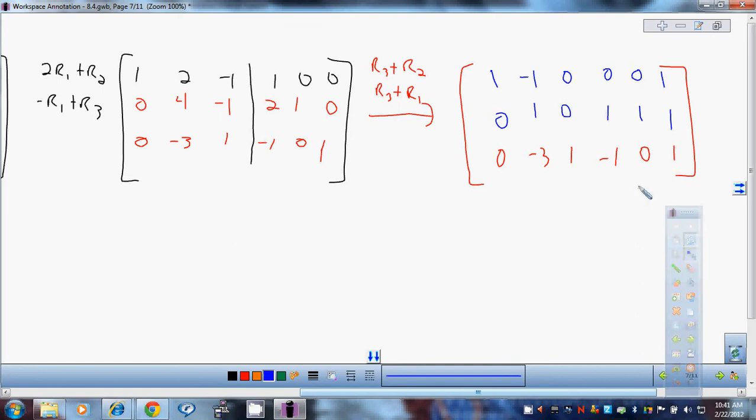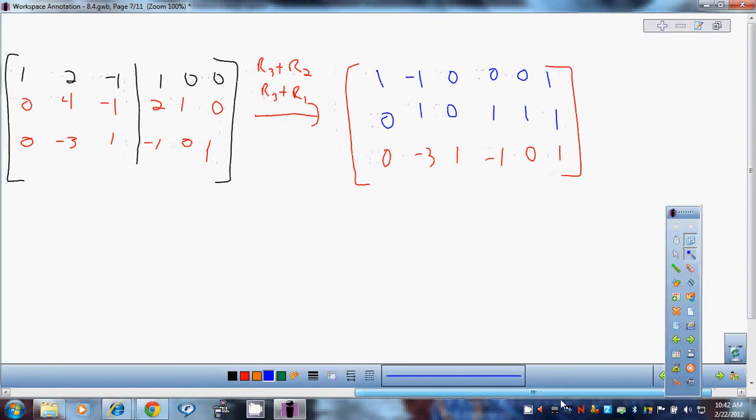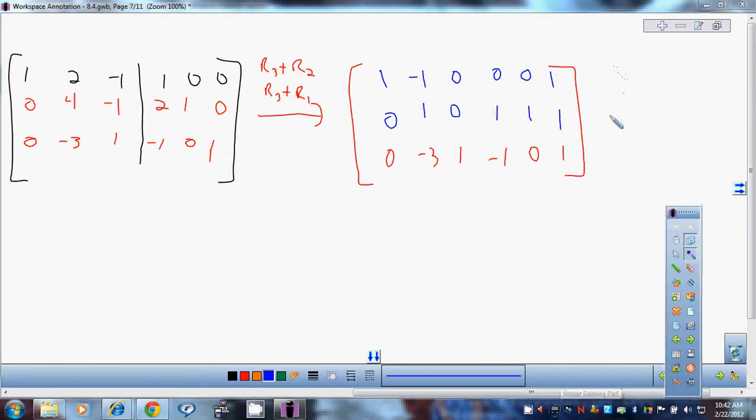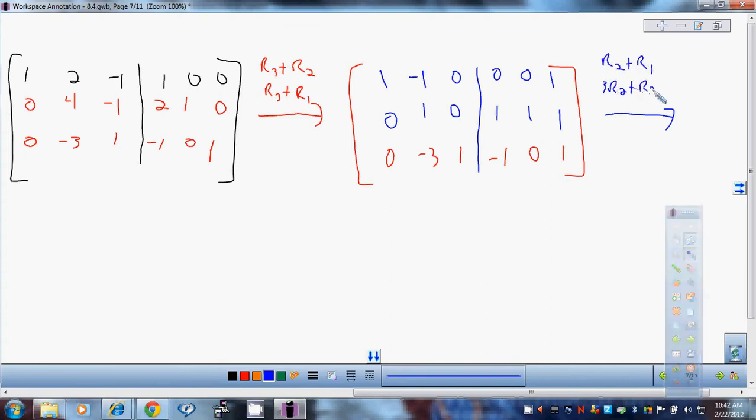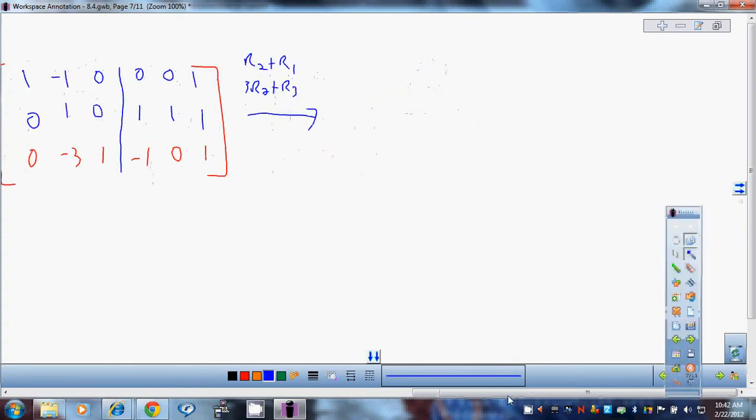Another perk to doing it like this is now the second column's looking much prettier. Instead of having to divide by 4, we can just take the second row, add it to the first row, and multiply it by 3 and add it to the third row. So, again, one reason why I preferred this method. So our next batch of steps is going to be row 2 plus row 1 and 3 row 2 plus row 3. That's what we're going to do.